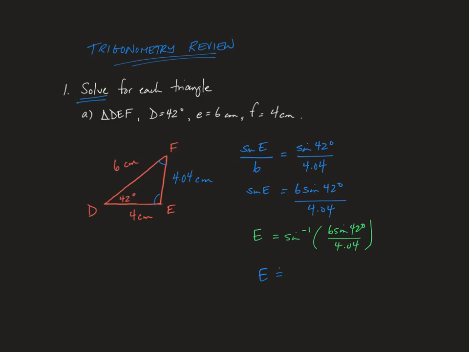And we should get an approximate value of 84 degrees. We're finding an angle, so our default rounding is to the nearest degree. We then have E being 84. We can then use that the sum of angles in any triangle is 180. And so to find angle F, I would take 180 and subtract the other two. And so F is going to give me 54 degrees.